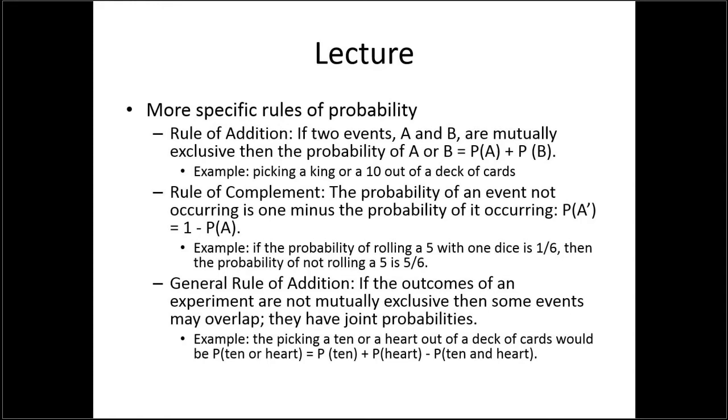But if you have the probability of getting a 10 or a heart, you have to add the probability of getting a 10 to the probability of getting a heart, and then you have to subtract out the probability of both of them happening. So you're basically simplifying it to account for the probability that things happen together. And you won't always have this. This only happens if there's an overlap, in other words, if they're not mutually exclusive.